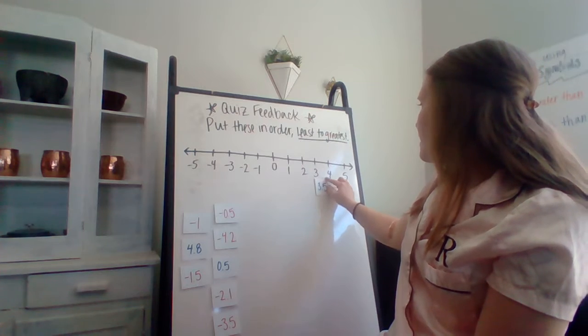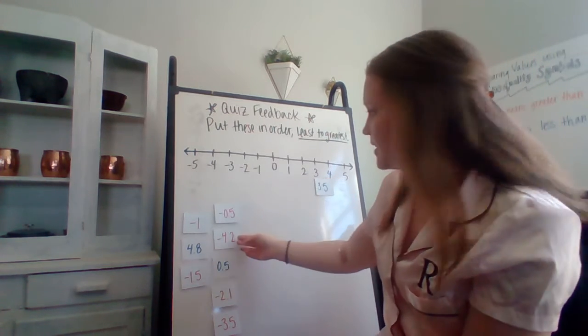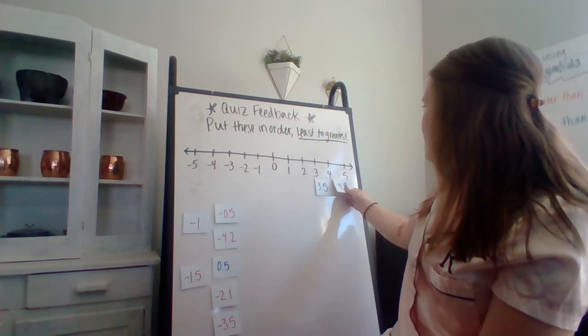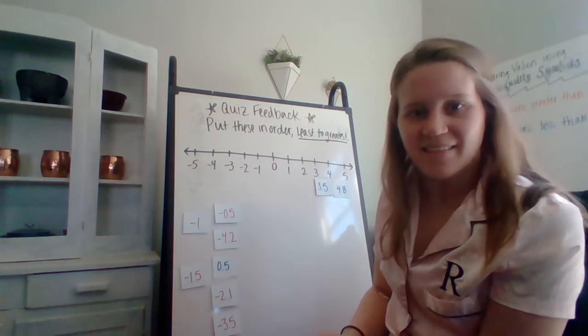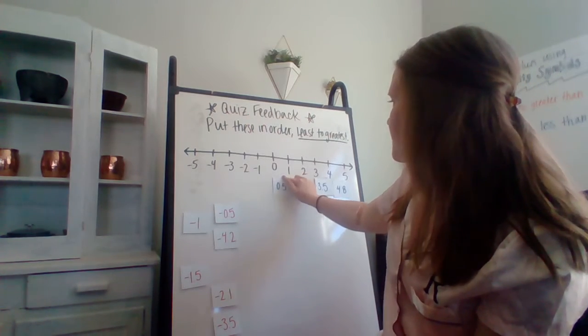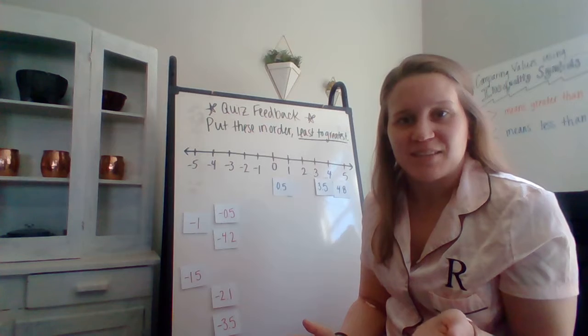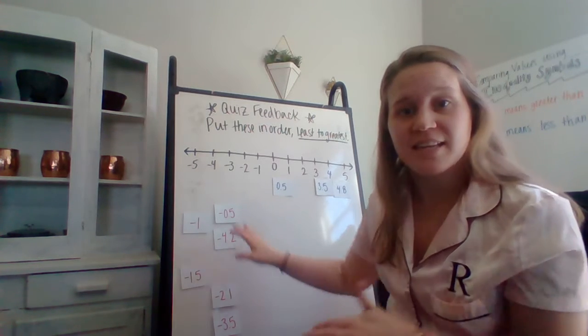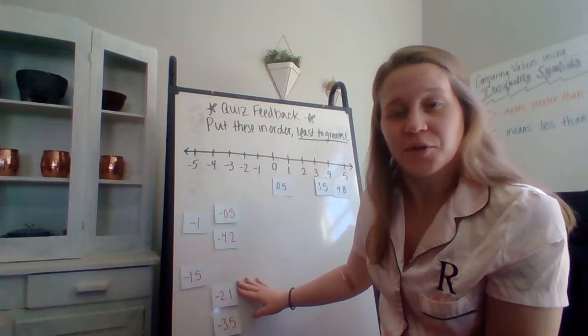A number like 3 5/10, a number like 4 8/10, and a number like 0 5/10. Everyone was able to do that successfully. You've been practicing that since elementary school. However, the negative numbers were throwing us off a little bit.